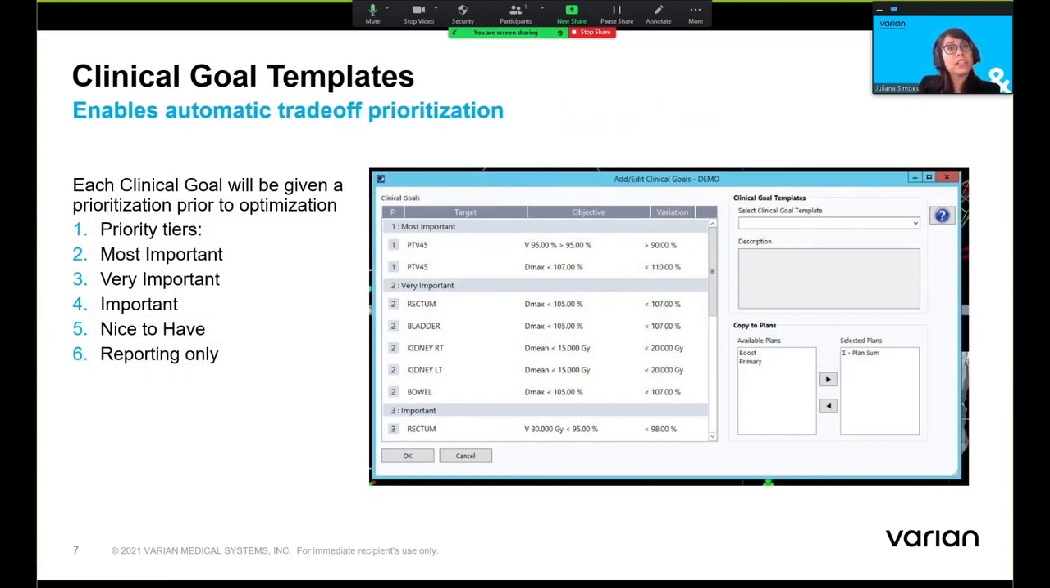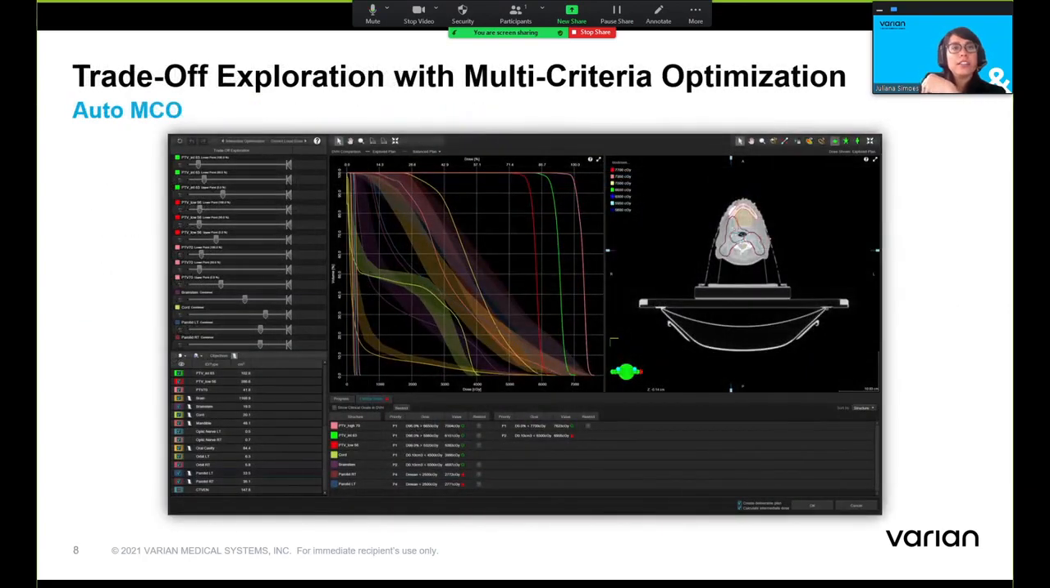It also comes with the clinical goals template, and in this template, not only on the templates, but when you're creating the clinical goals, you can add priorities to them, so you can prioritize your clinical goals, and that will be used really on the auto MCO. Before I talk about auto MCO, let me talk about what is MCO for those who are not aware. Right? So MCO, multi-criteria optimization, is our trade-off exploration tool that we have. So we provide to MCO our initial optimized plan, and from there it will use the Pareto surface to generate balanced plans, optional plans, let's put it this way. And from there, what you see is what you see on the screen.